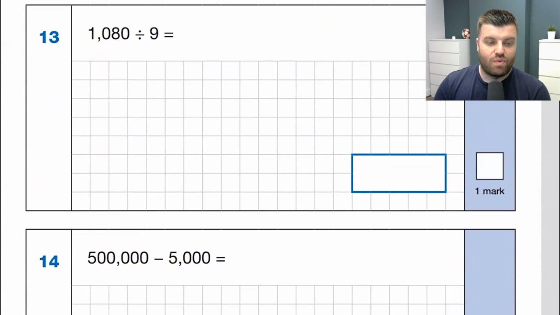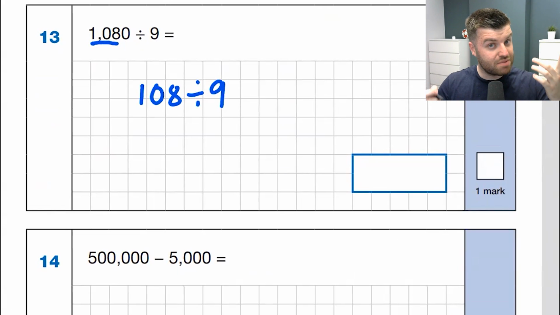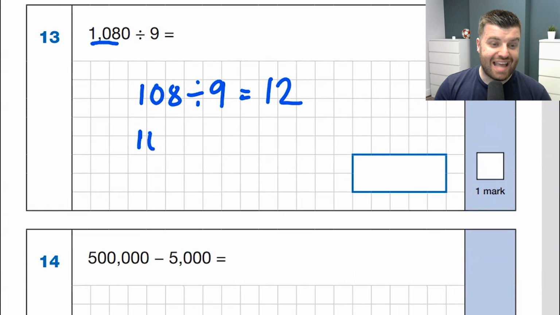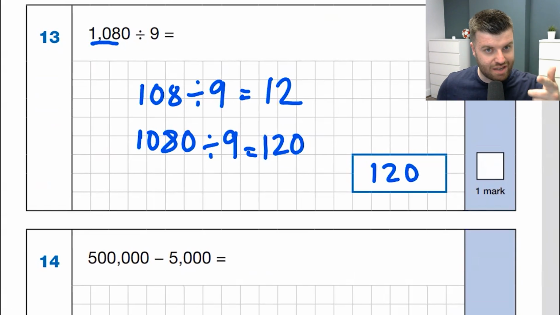Question 13. 1,080 divided by 9. You can put it into the bus stop if you want to, and you probably get this right. Or you could still use your times table facts. Imagine this is 108. Now I know that 108 divided by 9, because I know my times tables up to 12, is 12 lots of 9. So 1,080, which is just 10 times bigger again, this is the third question where we can use these facts, is 120. And that's my answer.